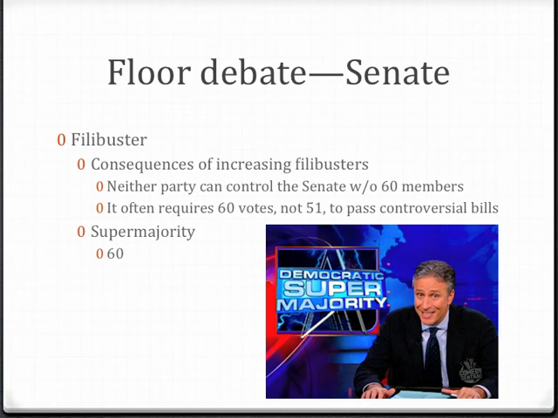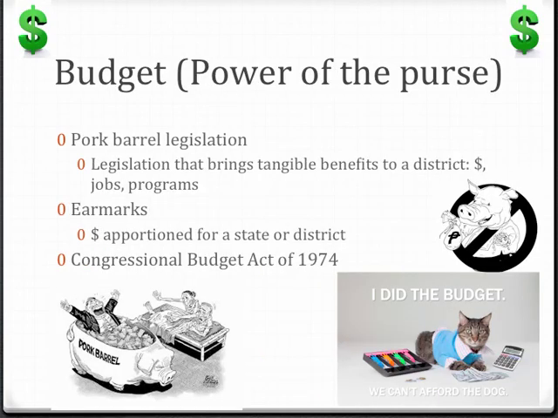That's 60 votes. Additionally, Congress has the power of the purse. We have things like pork barrel legislation. That's when they are trying to bring tangible benefits back to their district. Jobs, money, programs, things like that. It's stuff that is often seen as being wasteful. It has a very negative connotation to it. It helps them to get reelected because it means that they're bringing stuff back to their constituents. Earmarks go right along with pork barrel legislation. Whereas pork barrel is the law that's passed that provides those things, earmarks is actually giving the money, apportioning it for a state or a district.